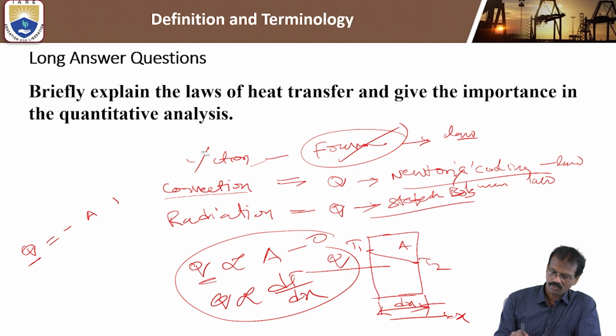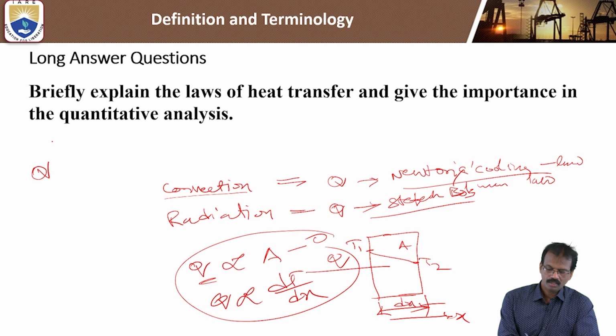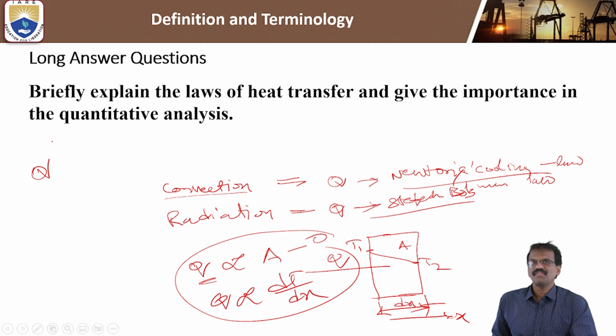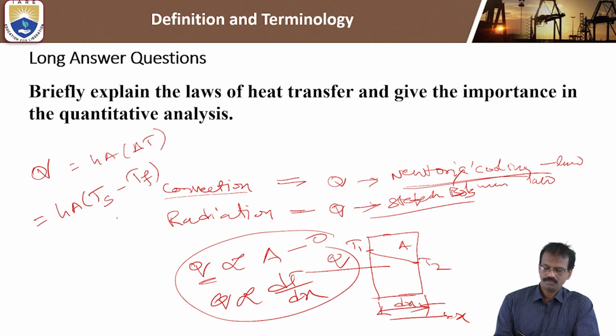Now we'll see the second one, that is related to convection. To measure the quantitative value of the rate of heat transfer q through the convection process, there is one law that is called Newton's cooling law. According to Newton's cooling law, he has given q = hA ΔT. Delta T is nothing but the temperature difference, so Ts minus Tf.